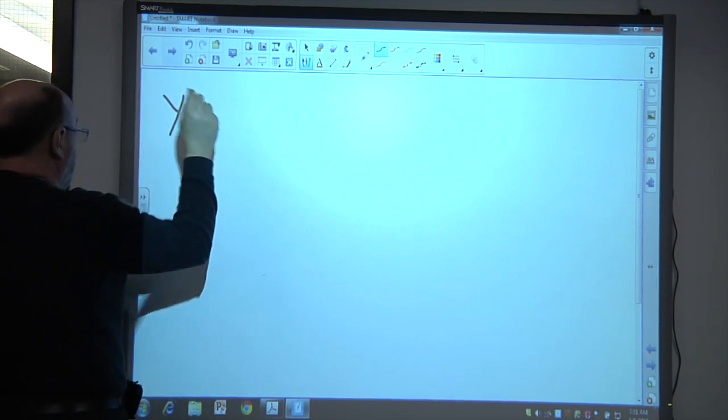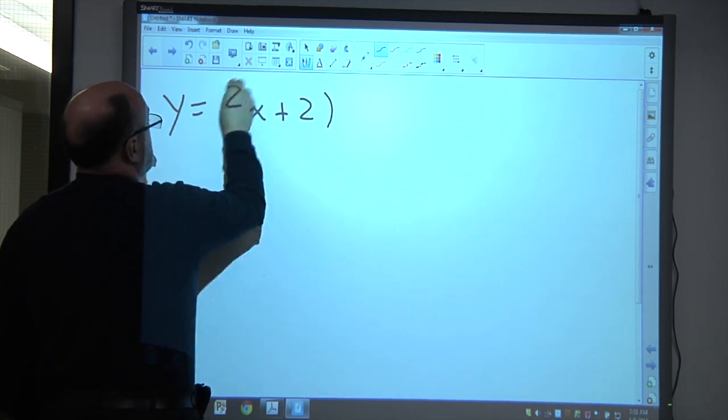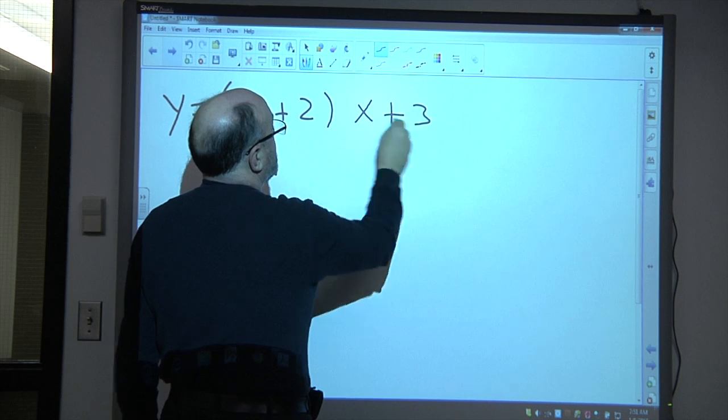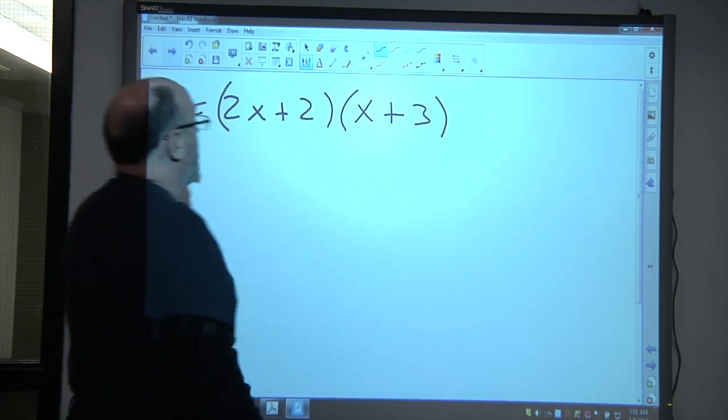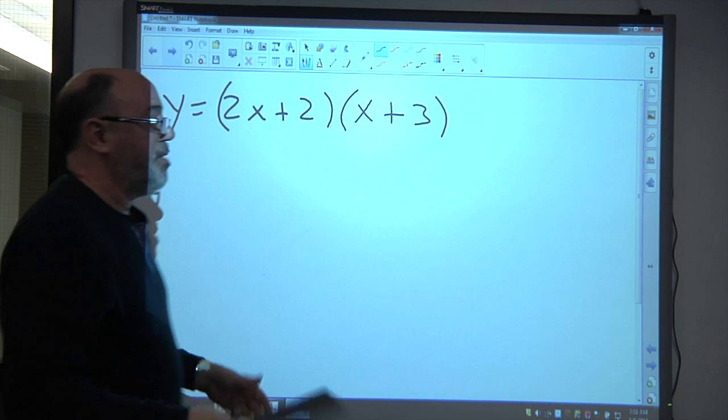Let's say we have y equals (2x + 2) times (x + 3). So far, based on what we know, if we had this where we multiplied out, we could do this.